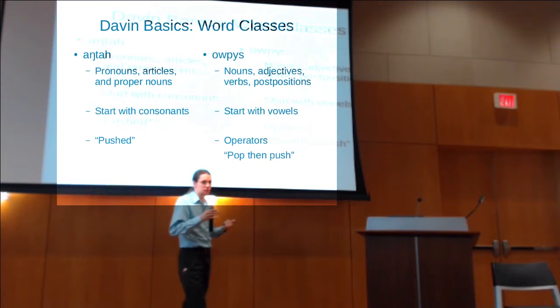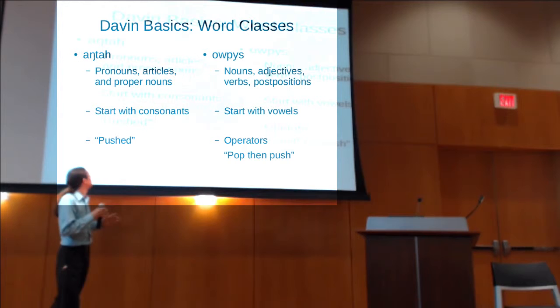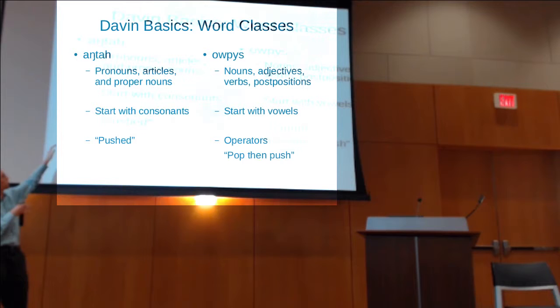In Davin, we have amta. Amta are our base sets. They're pronouns, articles, and proper nouns only. Notice typical nouns are opus. Unfortunately, this... Yeah. I don't know why that is. I'm sorry it's getting cut off. Anyway, they're pushed, if you know anything about reverse Polish notation.